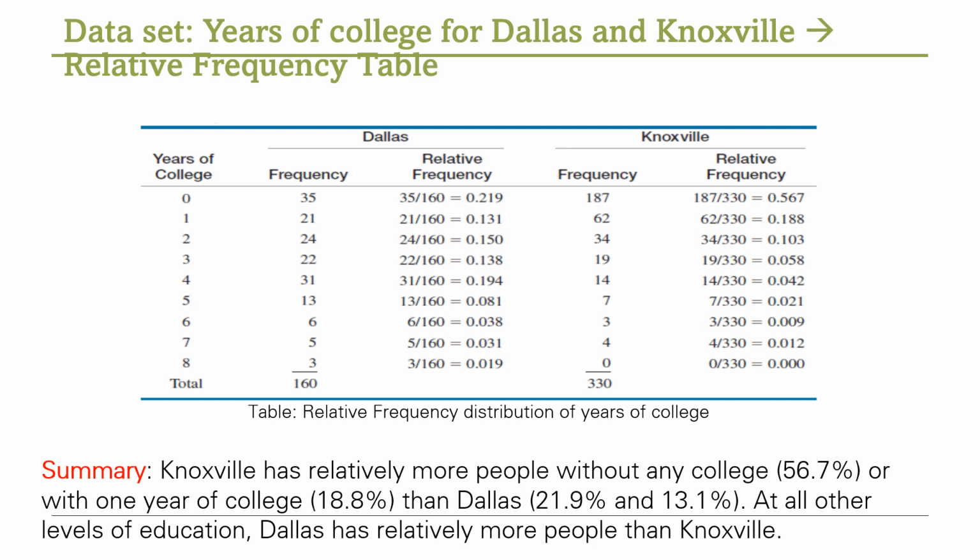After the relative frequency is counted, the summary of the descriptive is Knoxville has relatively more people without any college, which is 56.7%, or with 1 year of college, which is 18.8%, than Dallas, that is 21.9% and 13.1%. At all other levels of education, Dallas has relatively more people than Knoxville.